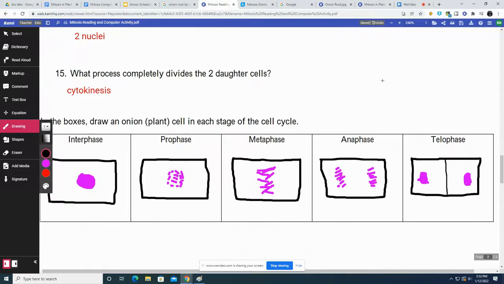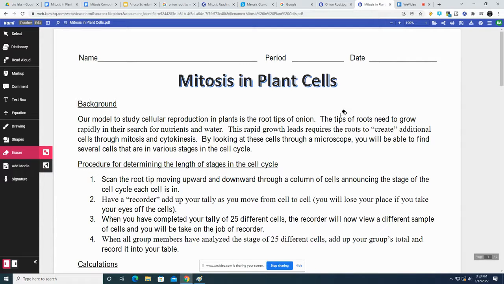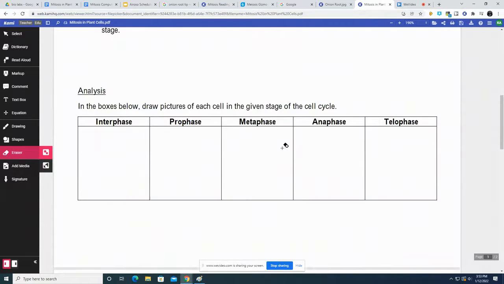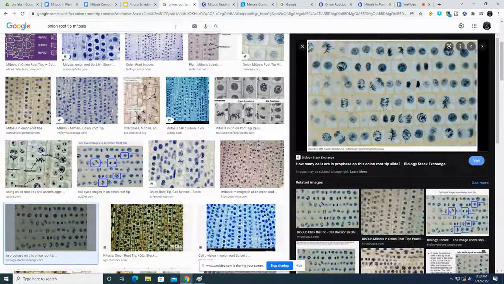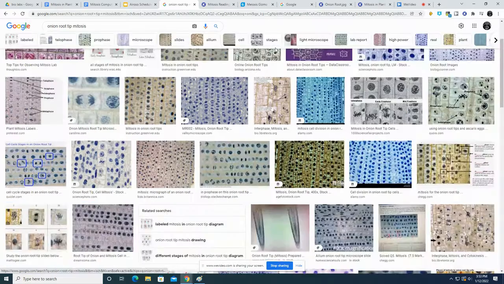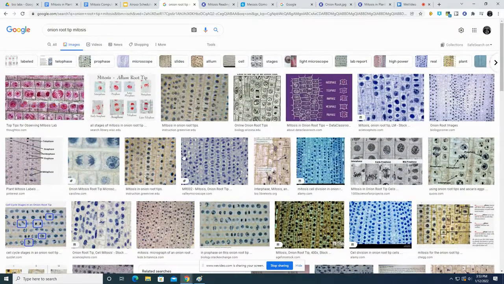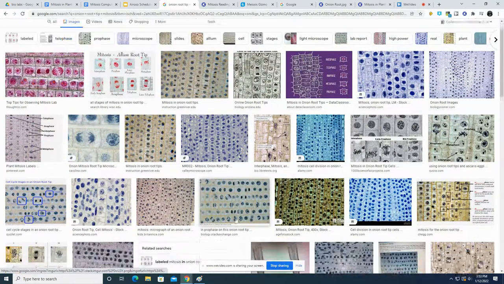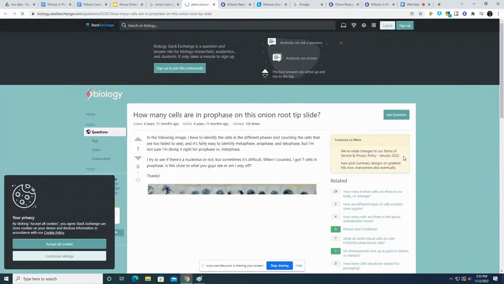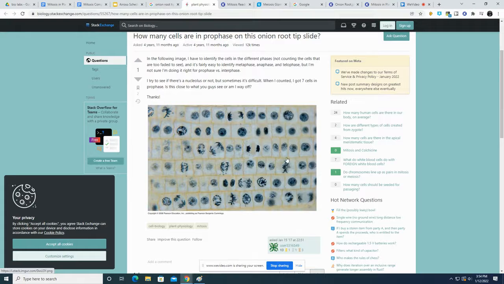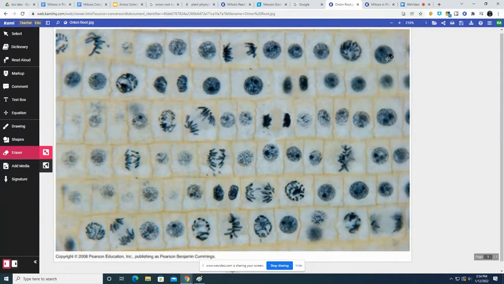Now, today's lesson, let's look at it. This is what you're going to see on Google Classroom. You're going to draw the phases again, but this time you're going to look at them. What you're going to do is go to Google and search for onion root tip mitosis. You're going to get this, and pick this one right here, like the third row down. Then visit that page, and you can zoom in on it. I zoomed in on this one.